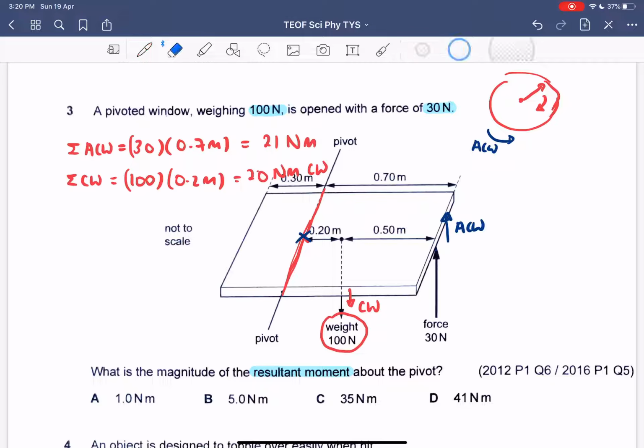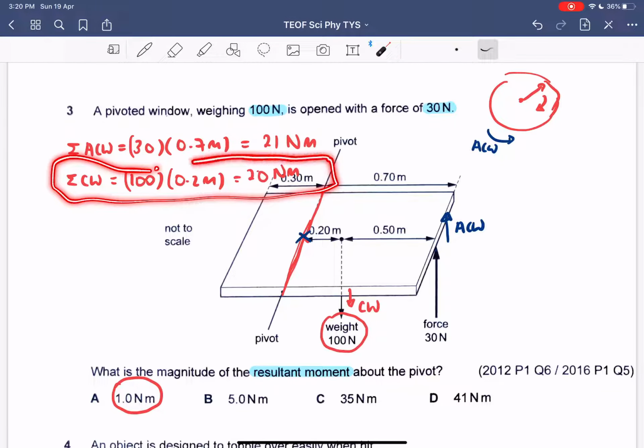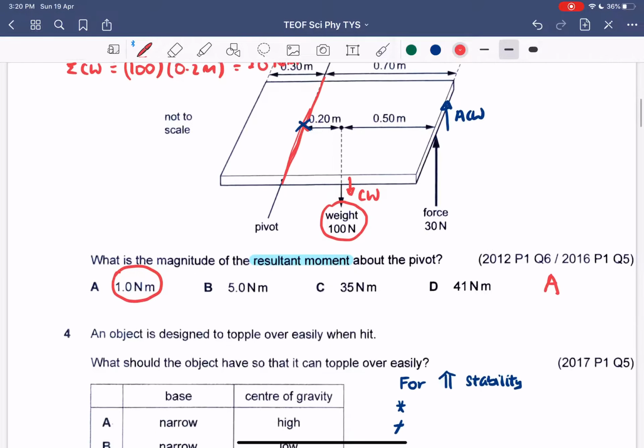Okay. Now the resultant moment will just be the bigger one minus the smaller one. So it'll be 1 newton meter. Take note, what do you think the direction of this resultant moment should be? If I took the bigger one, which is anti-clockwise, minus the smaller one, which is clockwise, of course I'll still have anti-clockwise net moment. So the answer is A, and just take note that the direction is anti-clockwise.